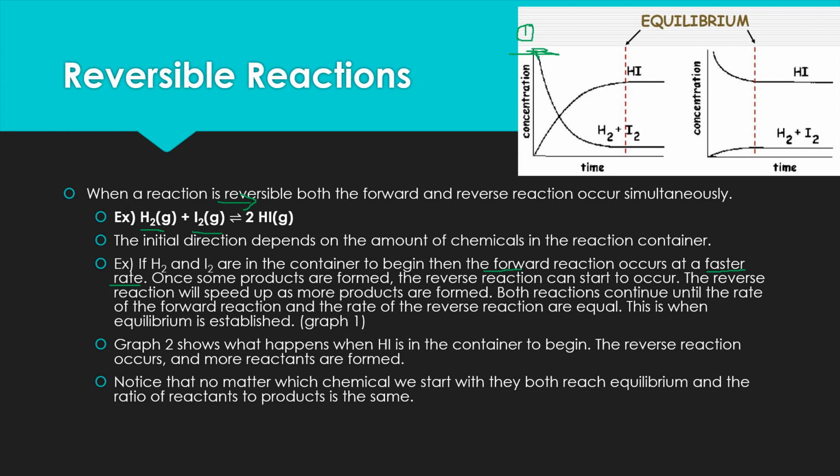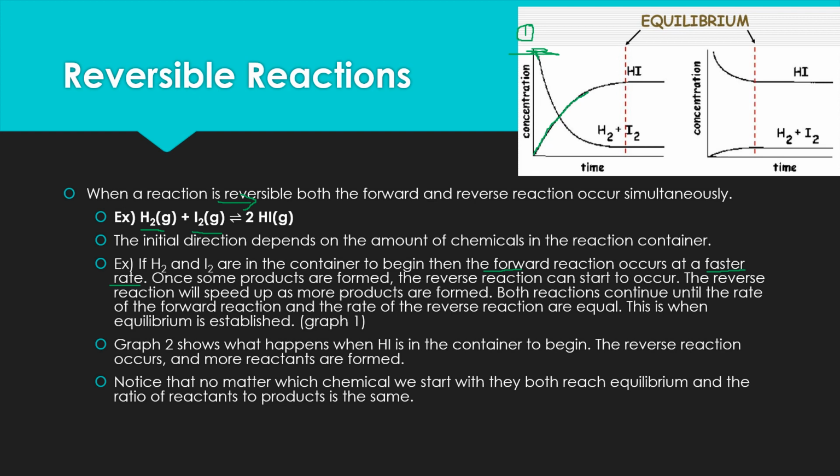Once some of the products are formed, the reverse reaction can start to occur. The reverse reaction will speed up as more products are formed. So as we start to form products, our concentration of products is going to slowly increase, but we're also going to have some of that product turn back into the reactants. So both reactions, forward and reverse, occur, and they continue until the rate, the speed of the forward reaction and the speed of the reverse reaction, are equal. Where rate forward and rate reverse are equal, this is when we establish equilibrium.